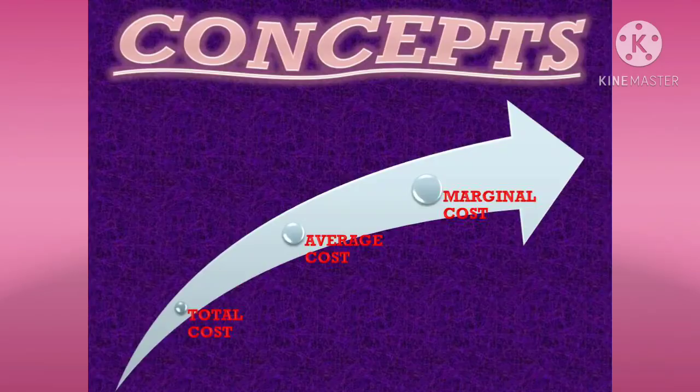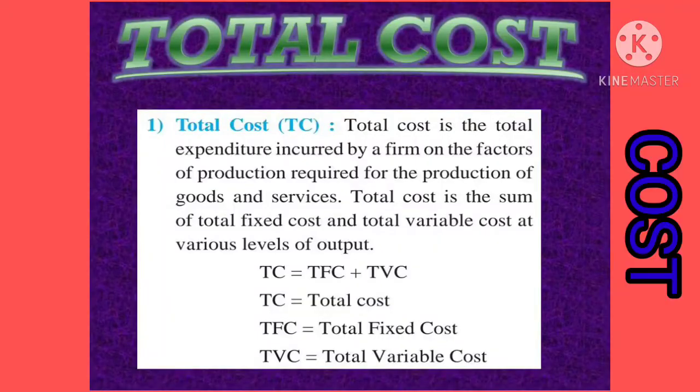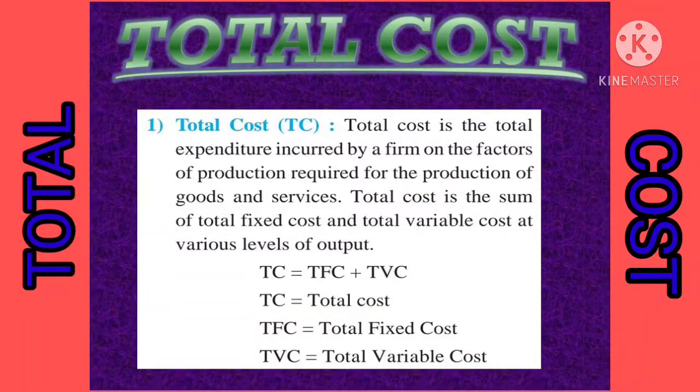There are three types of costs, which are: first, total cost; second, average cost; and third, marginal cost. Let us study each one of these costs separately. First, total cost.